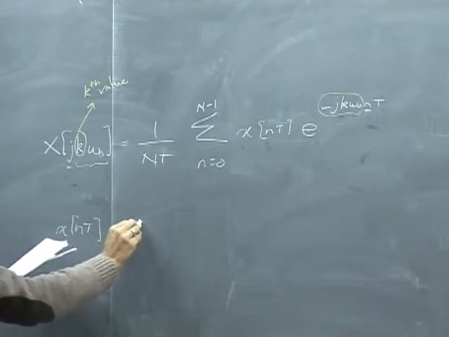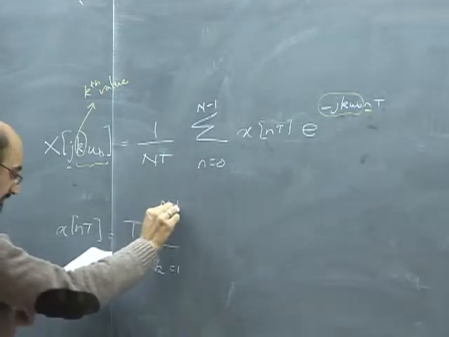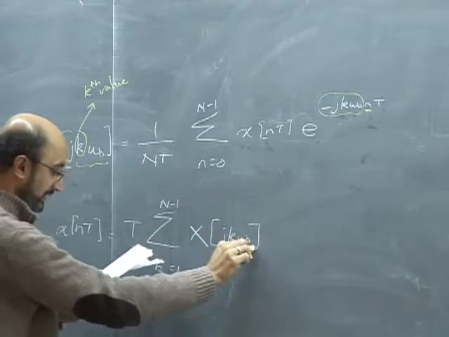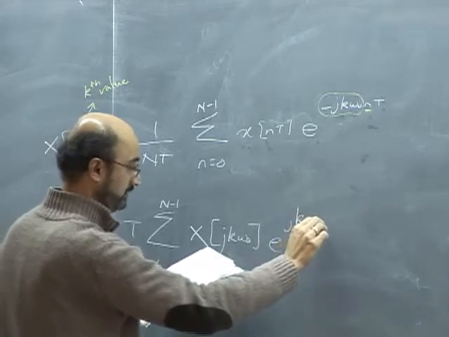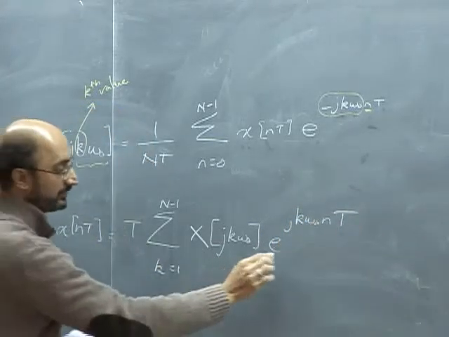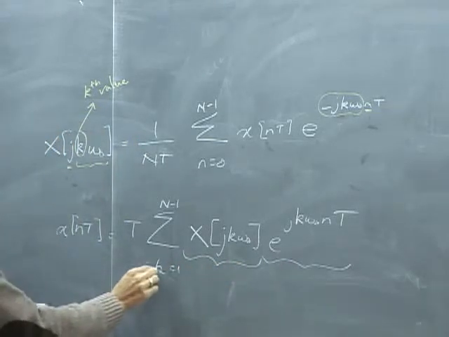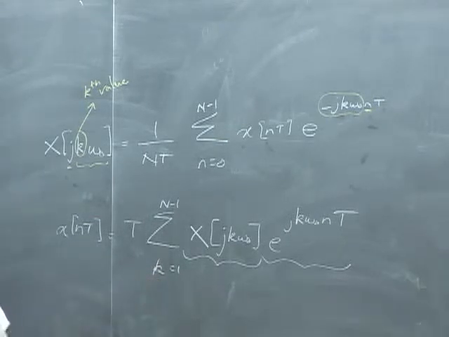equals 1 over N, sigma k equals 0 to N minus 1, and that's capital X of j k omega naught, because that's your transform value, times e to the j k omega naught nT. Again, we take the positive exponential, we multiply that by the Fourier value, and we're going to sum. So d omega, we're doing summation over k, and that's the equivalent of d omega in the continuous domain. Here we do summation over k rather than over n, and so that's the inverse transform.